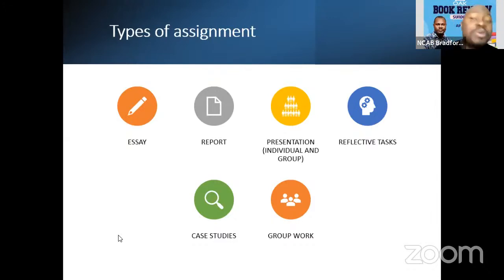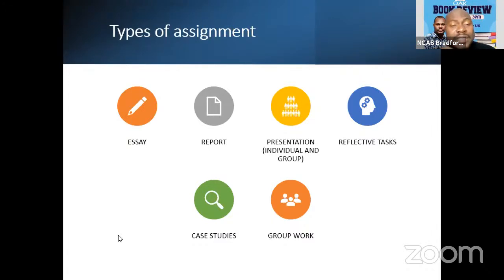They also deal with reflective tasks, reflecting on patients, for example, or some work that they've been asked to do, reflecting on those things. They deal with them a lot. But we don't deal with reflective tasks like that at the School of Management. Case study is another thing as well. Group work is another thing.